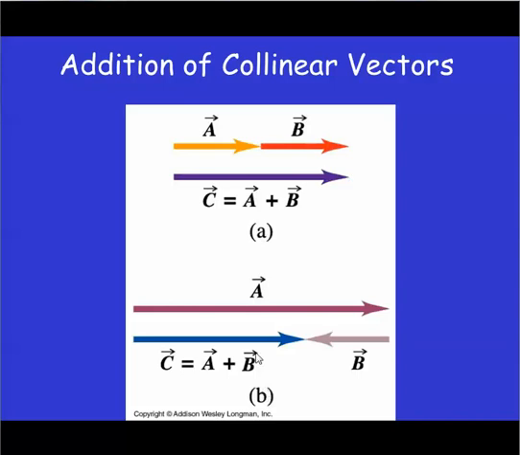If, on the other hand, A is 8 meters to the east and B is 3 meters to the west, then you have to subtract the 3 from the 8 and you get 5 meters to the east as your result.